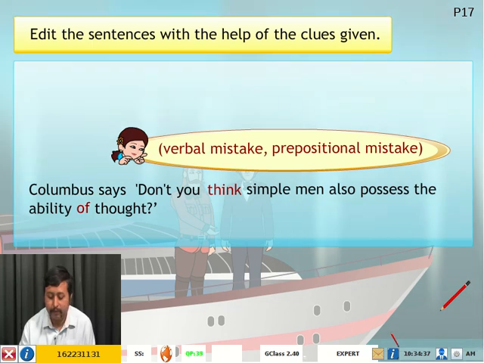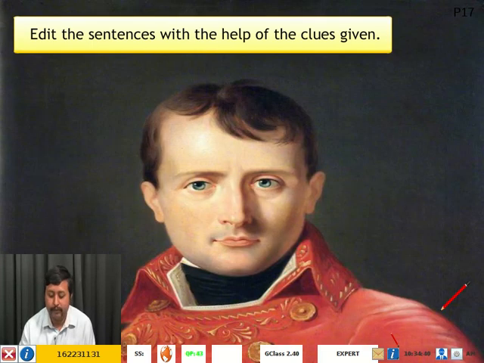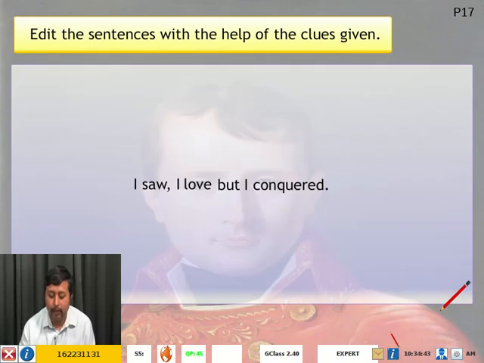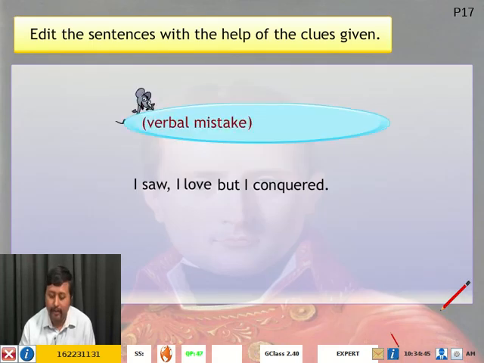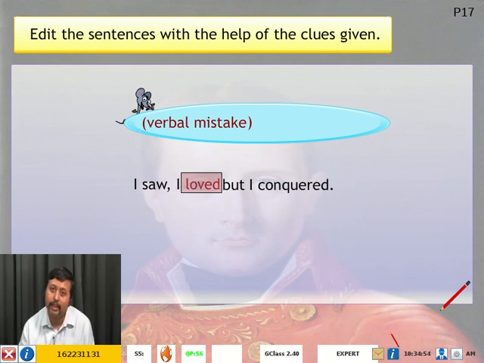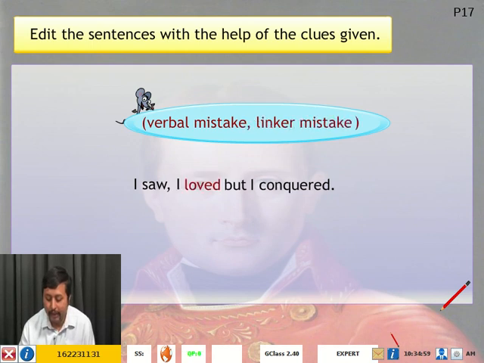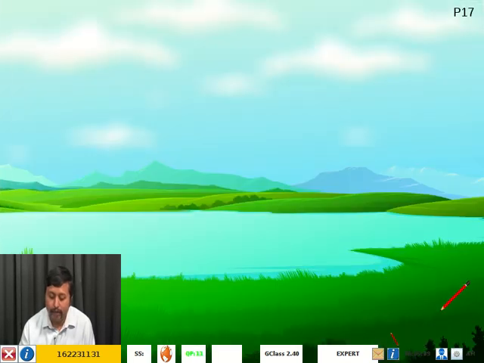All right. Then after that we have one more. I saw, I love, but I conquered. First is verbal mistake. Where is that? It's not love. It has to be loved. Why? Because the first part is in past tense, the last part is also in past tense. So the middle part also should be in past tense. And then, linker mistake. Where is that? It cannot be but. It has to be and. I saw, I loved, and I conquered.